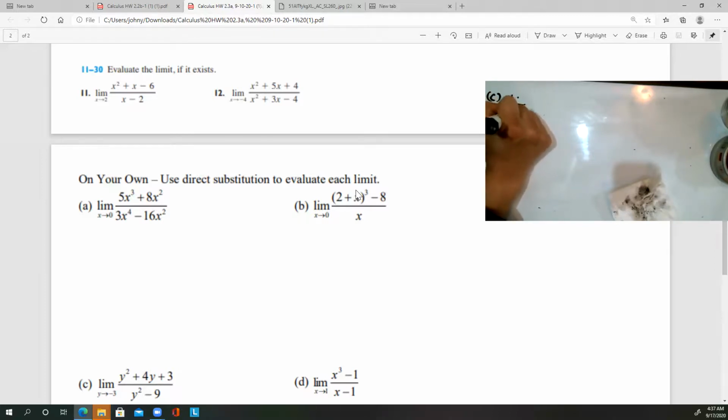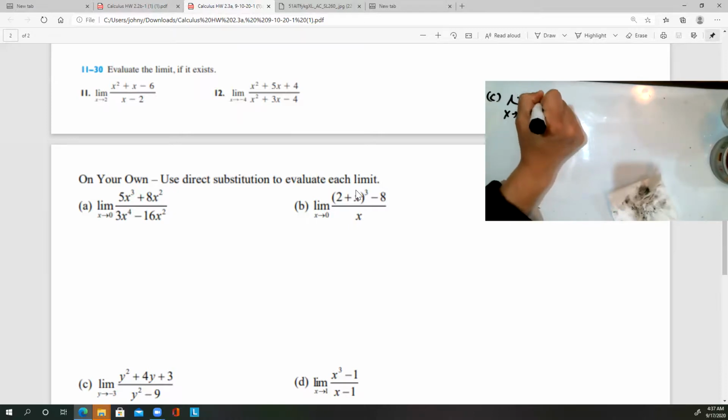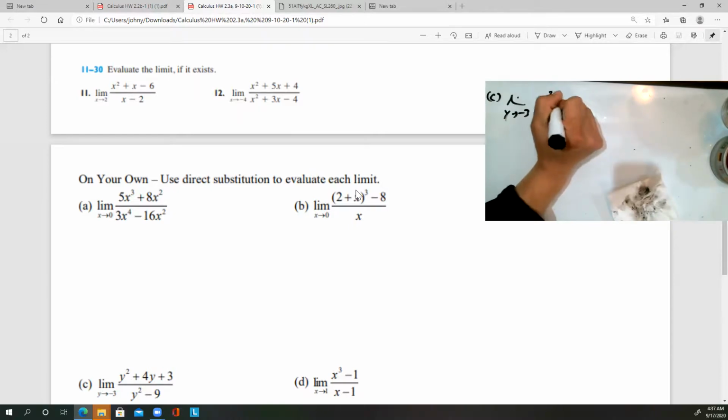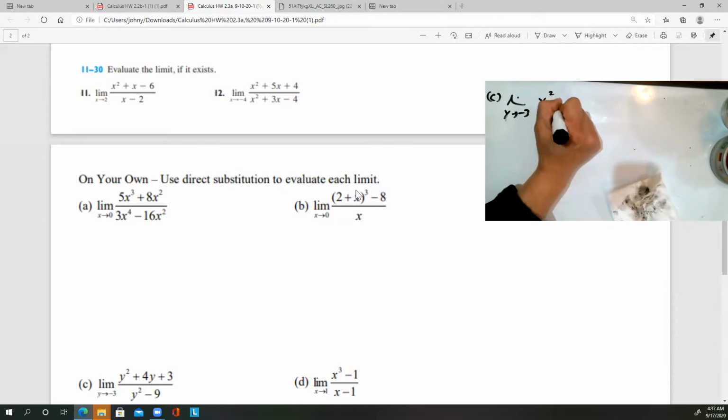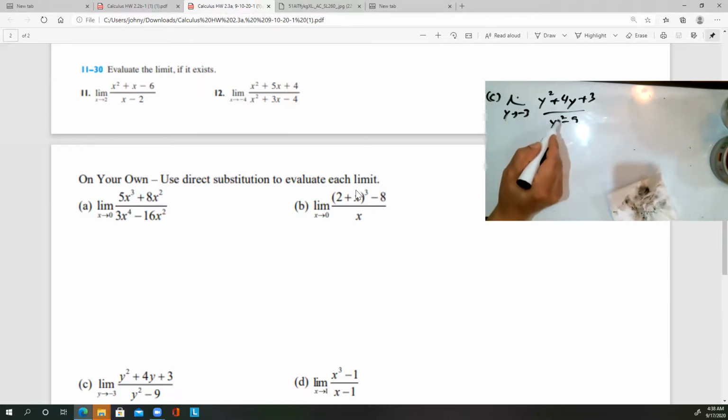The limit as x approaches -3 of y squared, not x, sorry, y, because it says y right there, plus 4y plus 3 all over y squared minus 9. If I plug in -3 squared, you have to have a quantity around negatives. Make sure that the whole thing is squared, right? -3 squared is going to be 9. 9 minus 9 is obviously 0. So you don't want to do that now.